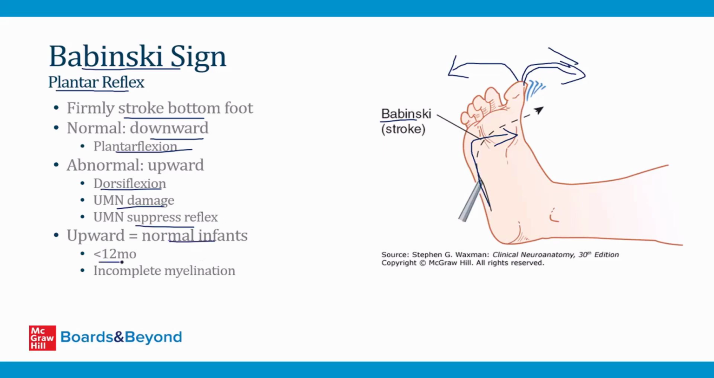There is, however, one exception to this rule about upper motor neuron lesions, and that is in infants less than 12 months of age. They always have an abnormal plantar reflex with evidence of a Babinski sign. We'll talk about this in a minute, but this is because they have incomplete myelination of this reflex arc, and so therefore, in an infant, a baby under 12 months of age, you will always see an upward deflection of the big toe, and you will always see a Babinski sign.